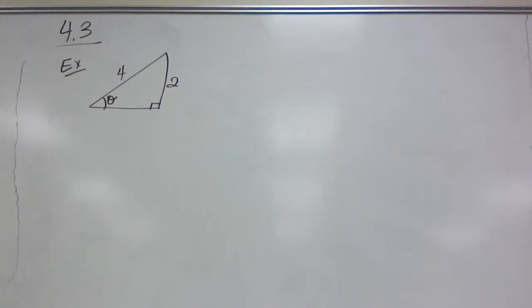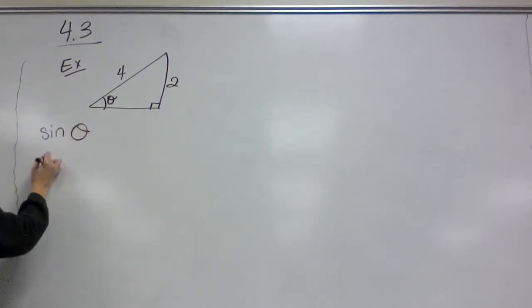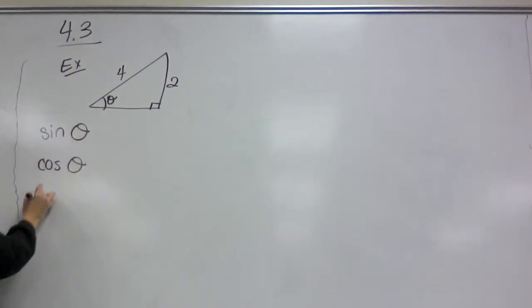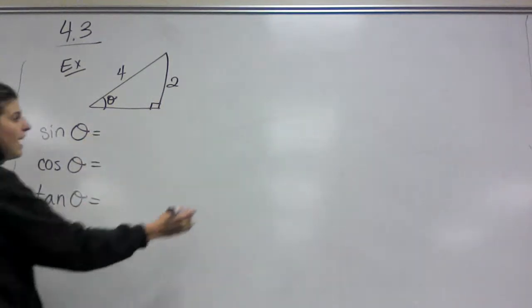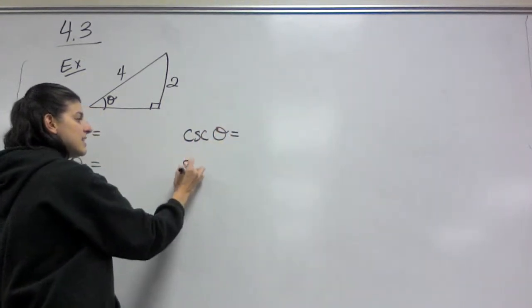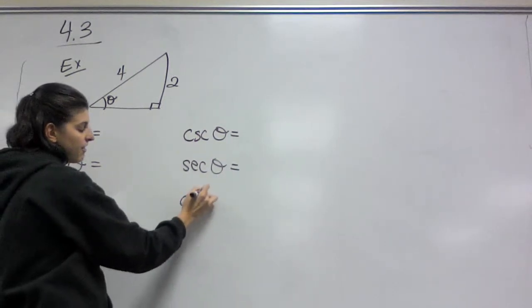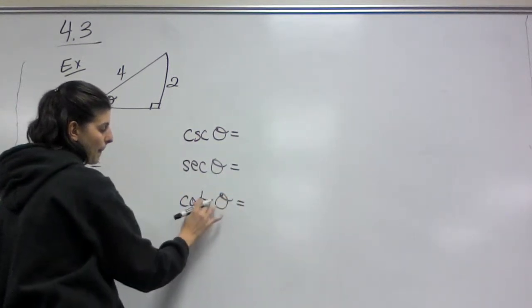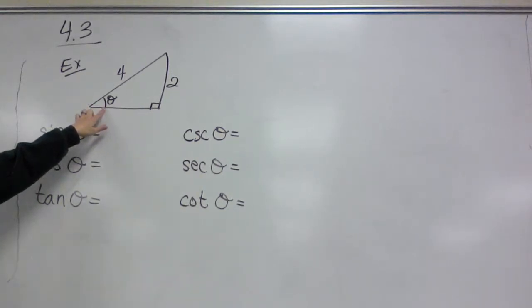Okay? So I really need sine theta, cosine theta, tangent theta. I need to find cosecant theta, secant of theta, and cotangent of theta. All right. So let's see. My angle is marked right here. I have 2 and 4.